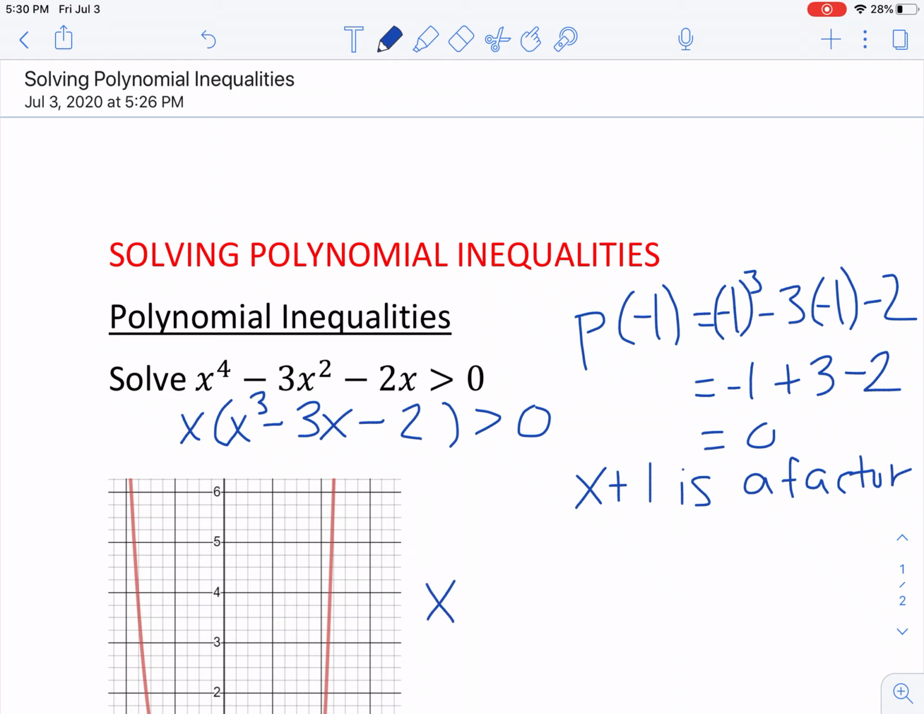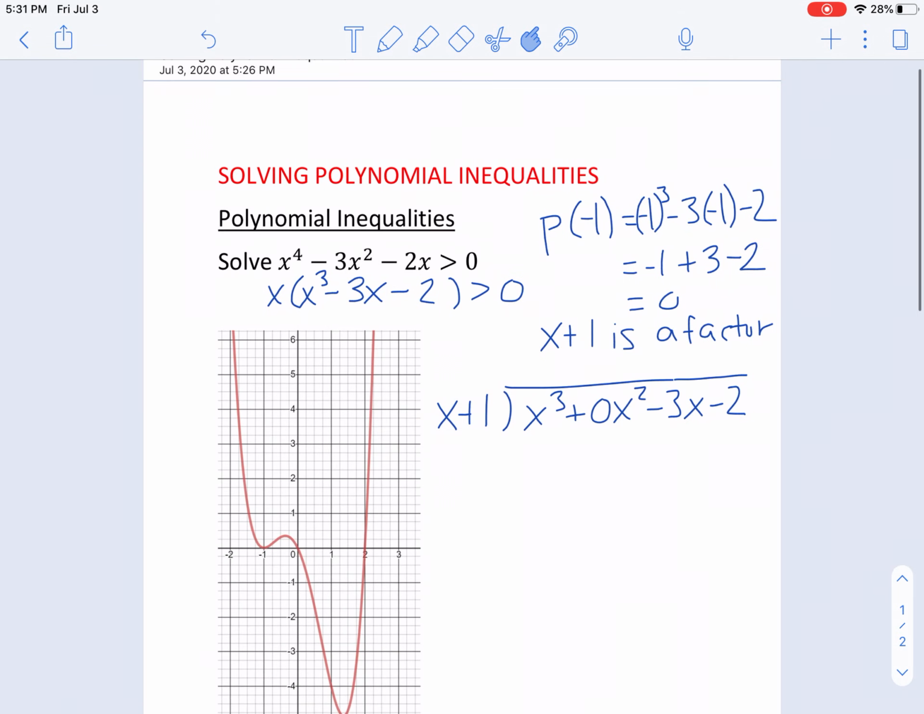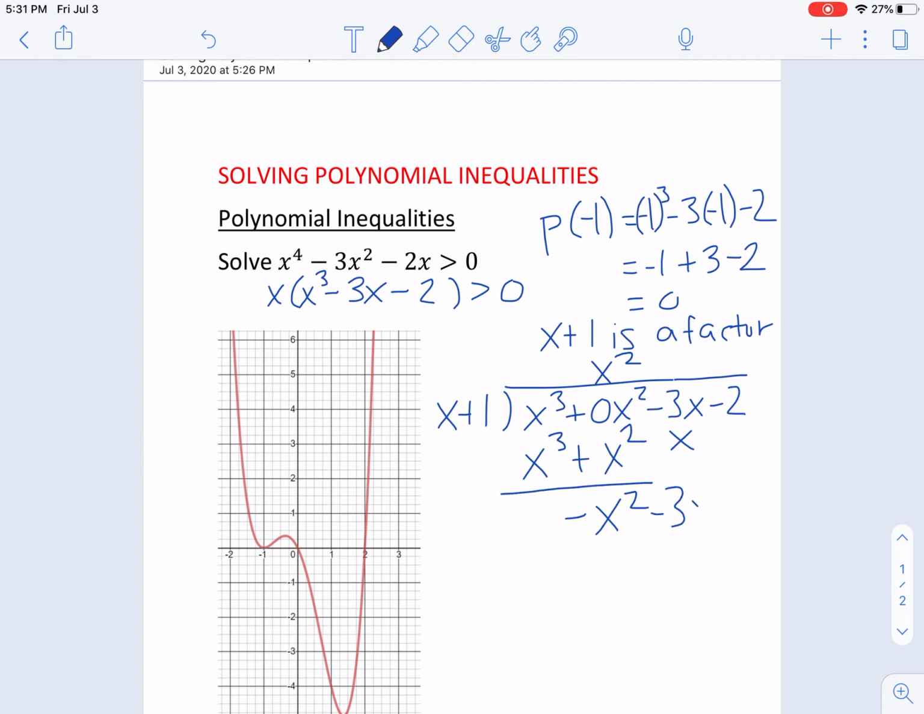So we're going to divide x plus 1 into x cubed plus 0x squared minus 3x minus 2. It's important to put that placeholder in there. So we're going to see how many times x can go into x cubed. Of course, that's x squared times. And multiplying x squared by x plus 1, we get x cubed plus x squared. Subtracting, I get 0x cubed and minus x squared.